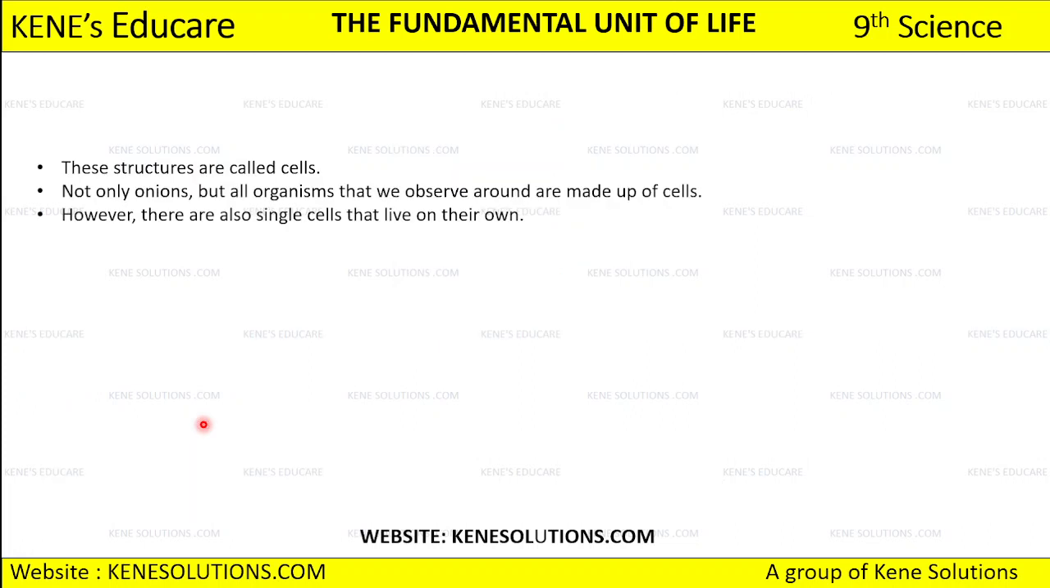So we saw that the structures that we can see under the microscope, we call them cells. And not only onions, but whatever kind of organism we observe around us, they are all made up of cells. किससे बने हैं वो? Cell से बने हैं. However, there are also single cells that live on their own. तो ऐसा नहीं है that cells are always present in number. There can be a single cell as well which can exist, and it is going to live on its own. It is going to have an independent life.